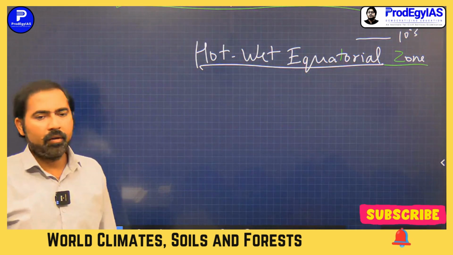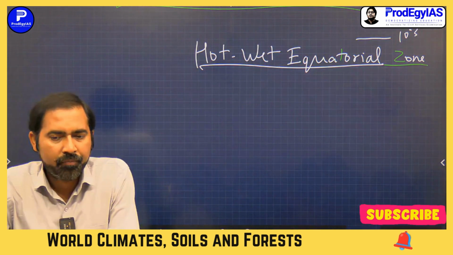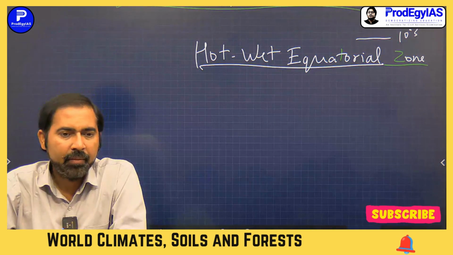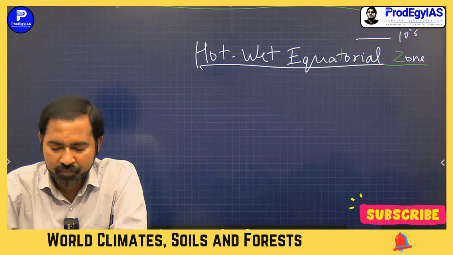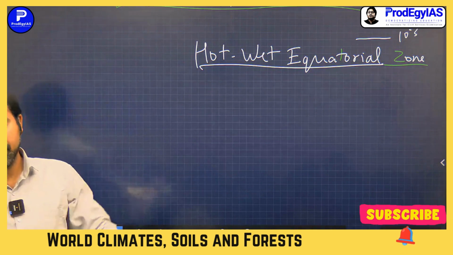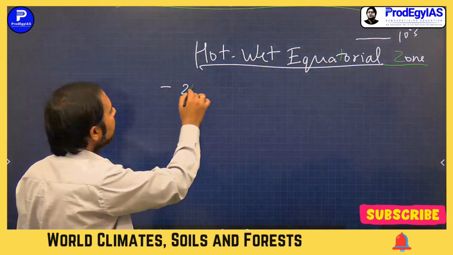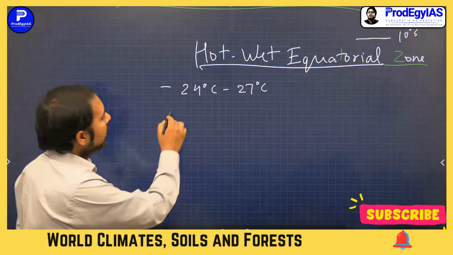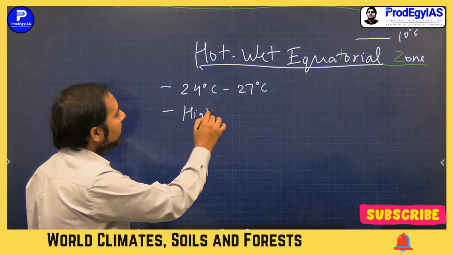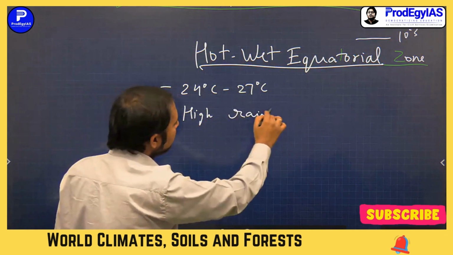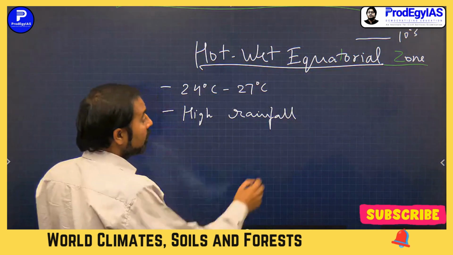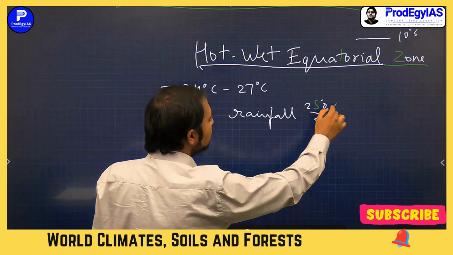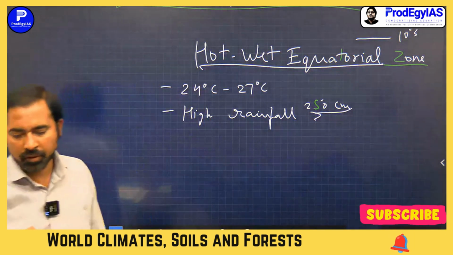So what is the particular climatic feature here? Note down. Uniformly high temperature throughout the year, around 24 to 27 degrees centigrade. High precipitation, high rainfall, you can say, more than 250 centimeter, right?